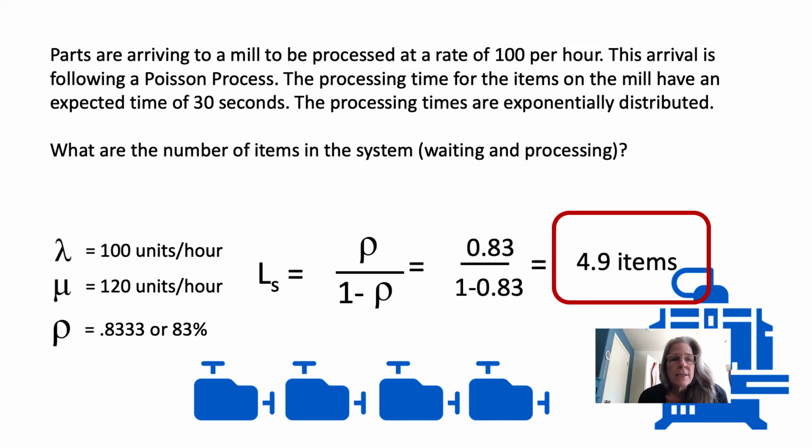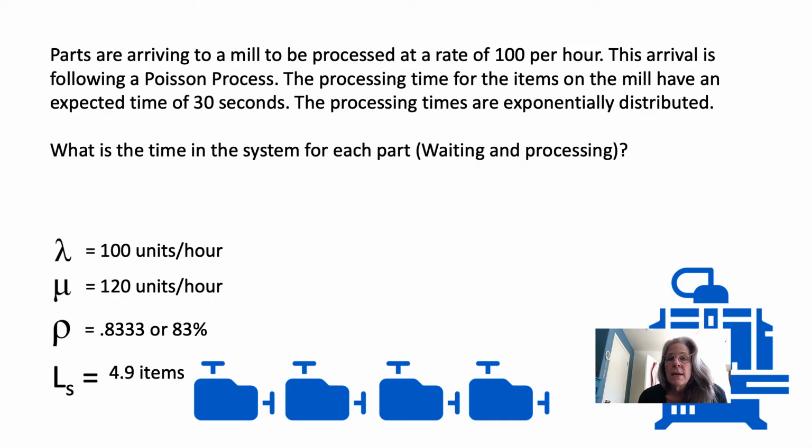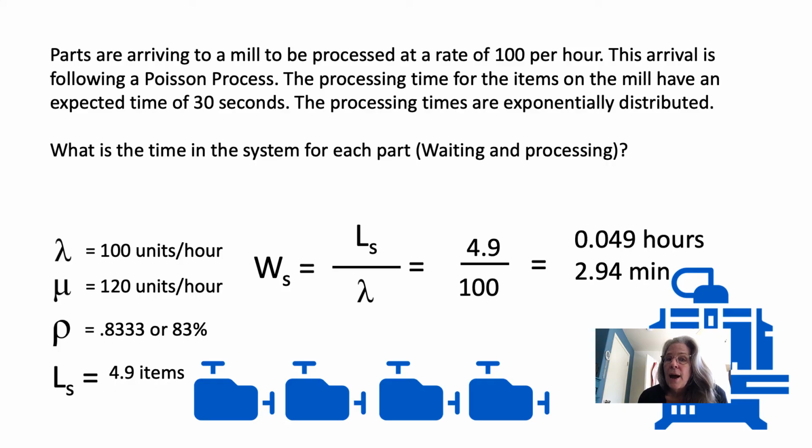And then the next thing we can calculate is the time waiting in the system. So that's L of S divided by lambda. And so that's 4.9 divided by 100, or 0.049 hours, or about 3 minutes in the system. And that gives us an idea of how quickly things are being processed.